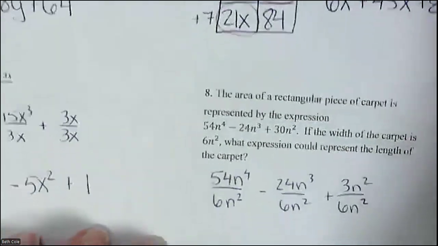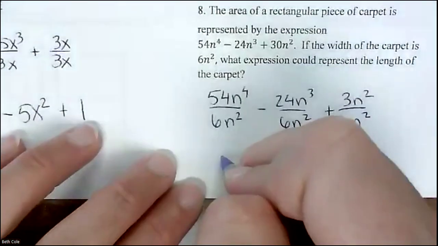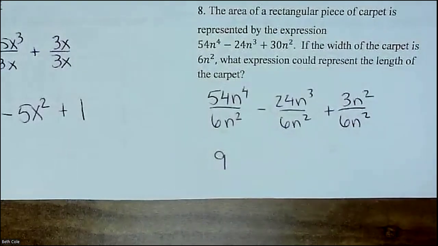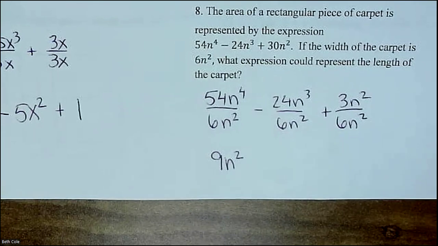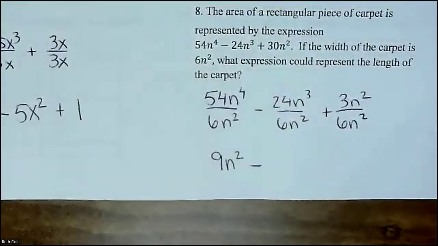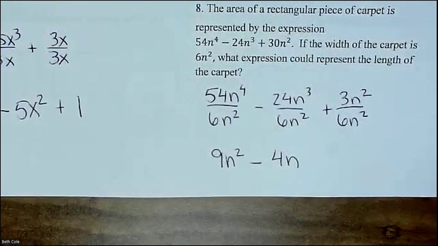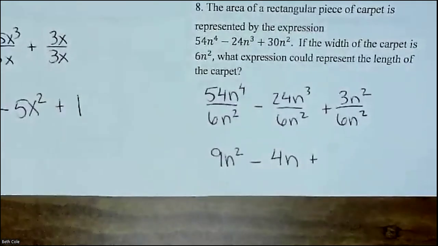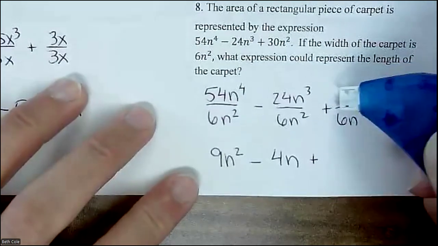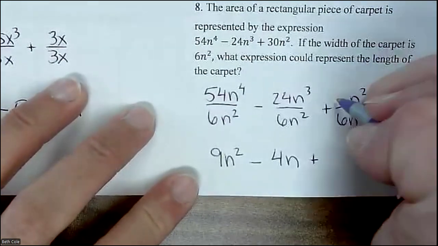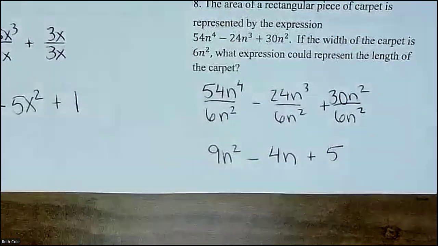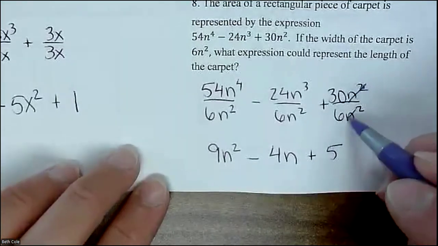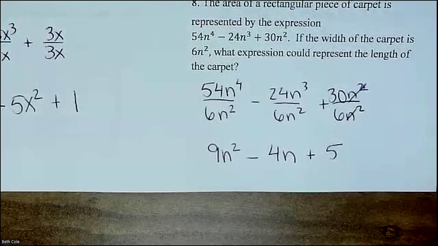You're dividing to get the length. All right, so the first one, 54 divided by 6, 9, n squared. 4 minus 2 is what we did there. Minus 4n, good job, plus, oh, I did a copy error. Yeah, it should be 30. I am so sorry. Copy errors happen to everyone. It's called being human. There we go. So 5. Just 5. What happened to the n squared? Yeah, they cancel.